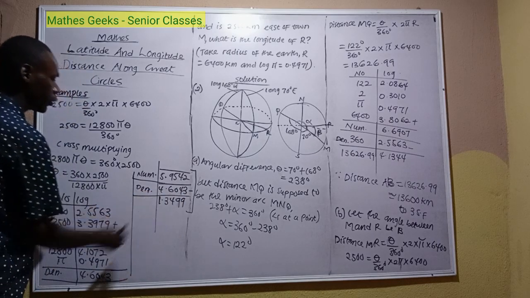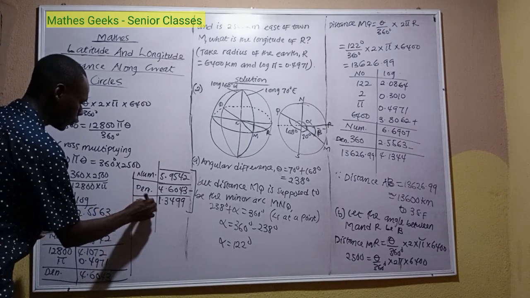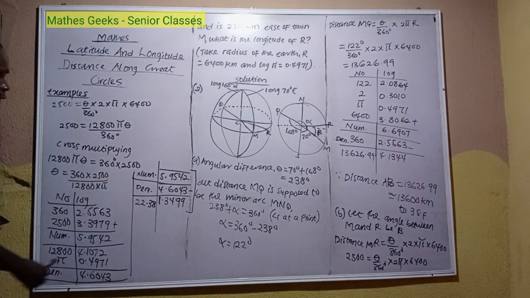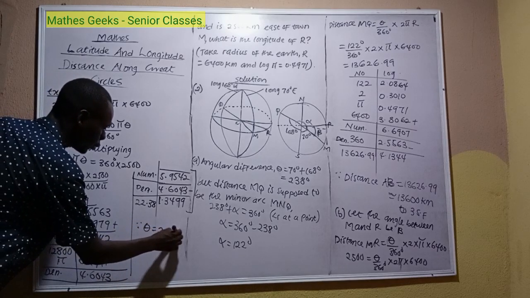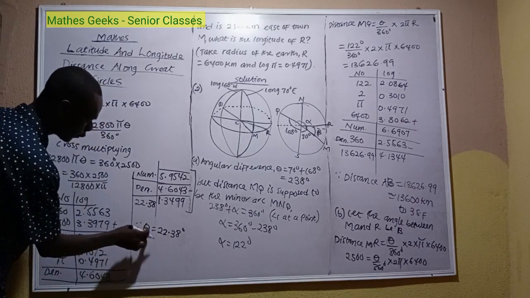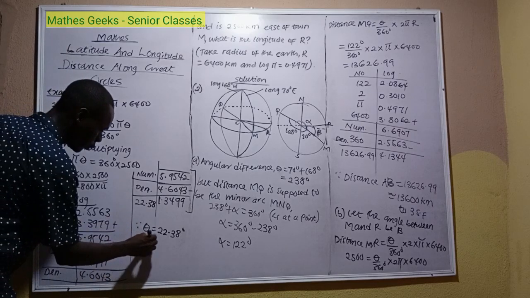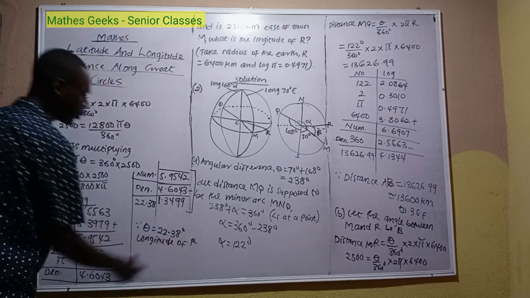So the anti-log will give us 1.3499. So that's 22.38. So the value of theta, therefore, theta is equal to 22.08 degrees. Now that we know the value of theta, theta here is the angular difference. So for us to get the longitude of R, this is what we're going to do.